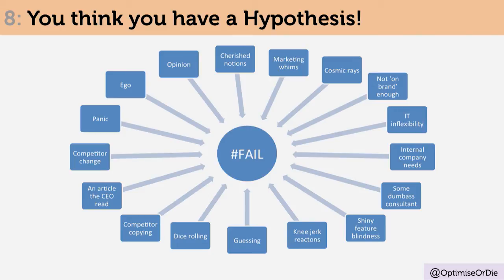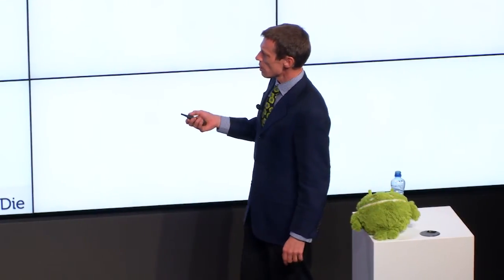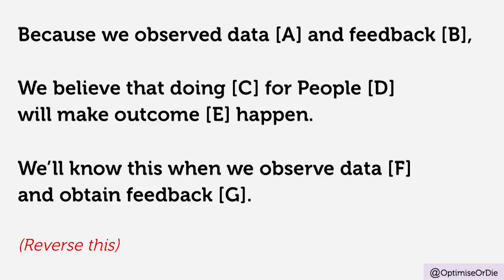Yeah, we think we should try orange buttons. That was cool. I saw orange buttons on a website. So there are all these stupid things, an article the CEO read or something. Oh, yeah, we've got to go and do this. But the problem is you need these inputs. This is the kind of stuff you need to look at before you design an A/B test. It should not be a knee-jerk reaction.